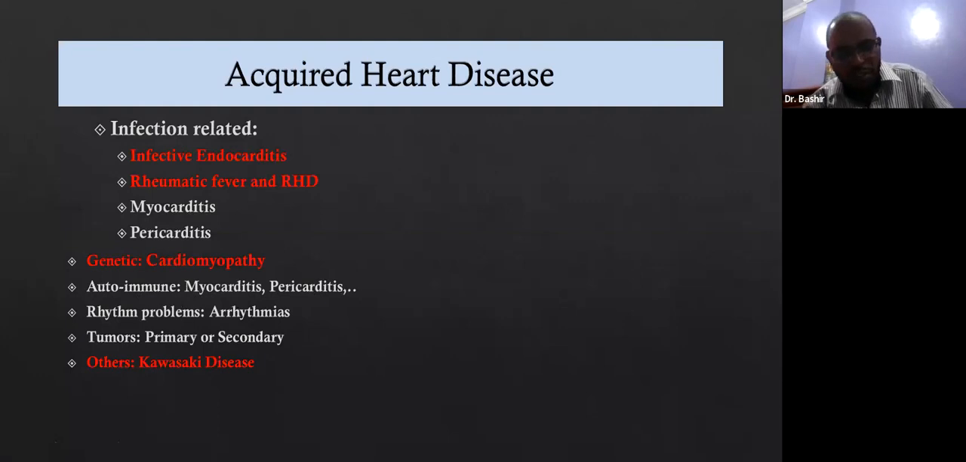Dr. Wafa already talked about the arrhythmias, either bradyarrhythmia or tachyarrhythmia. Tumors, either primary or secondary. And as we know, the most common primary tumor in children is rhabdomyoma, which is associated with tuberous sclerosis. Others like Kawasaki disease.